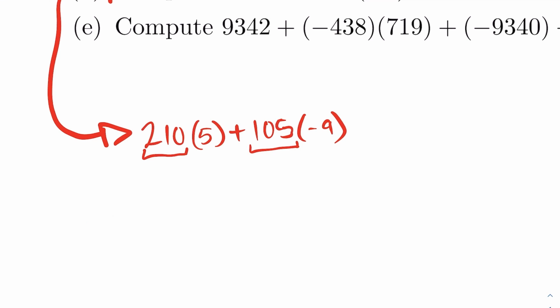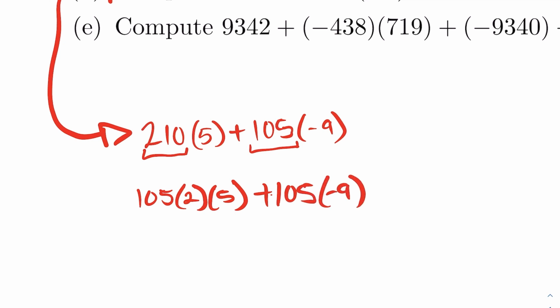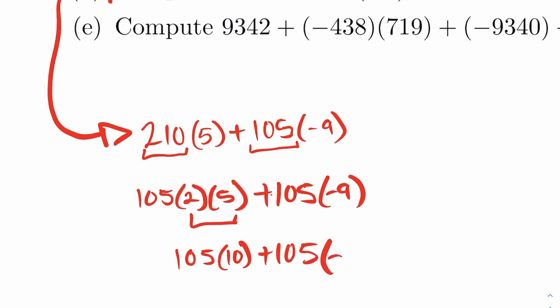So that means we can take this here and say 105 times 2 times 5 plus 105 times negative 9. And we can multiply these two here, so 105 times 10 plus 105 times negative 9.